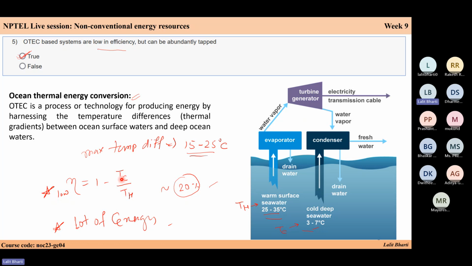Which are the options again? 20%, 30%, 40%, and process is not possible. So the option 20% should be correct because I'm getting around 21% efficiency. If the question is not wrong, then the option 20% is correct, because your sea surface temperature should be higher than the other temperature. Yes, sir. So if it is given correctly, then 20% is correct.